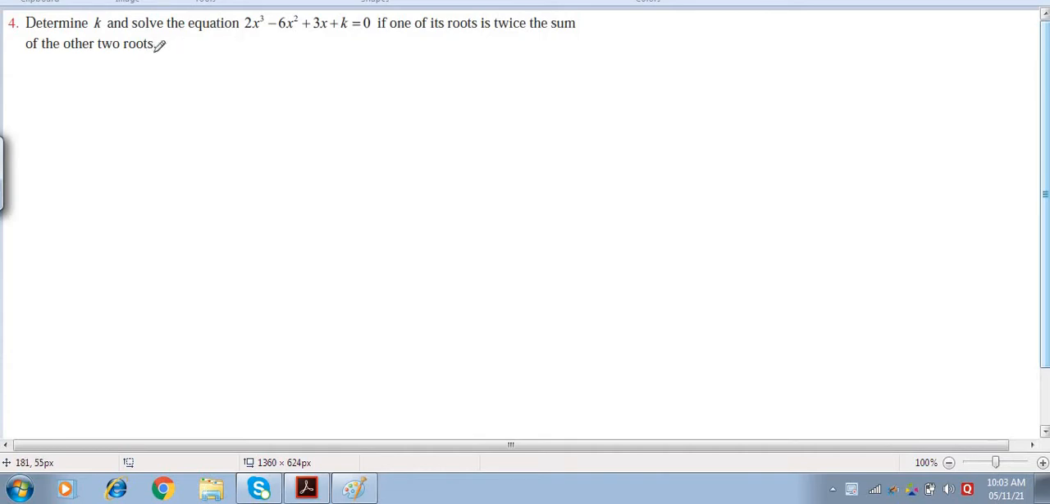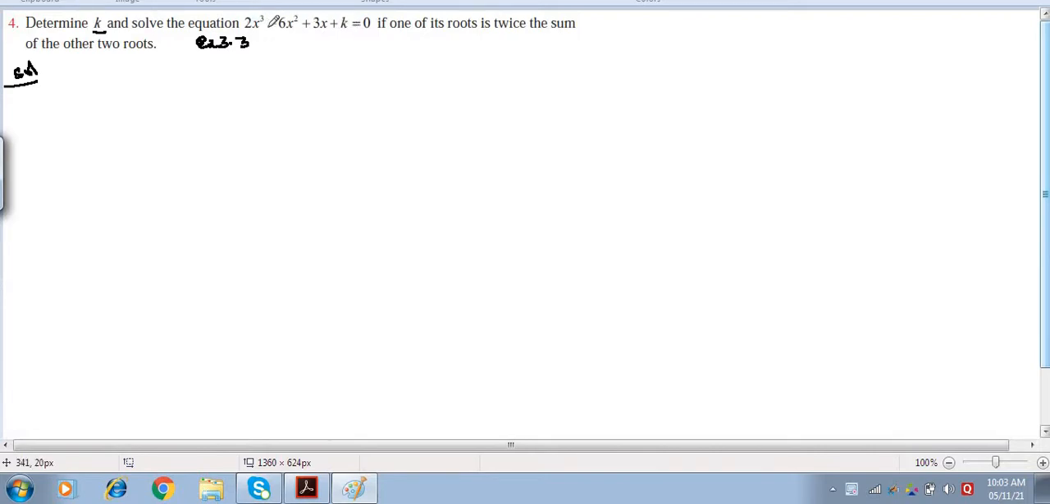Dear students, now you learn in exercise 3.3 question number 4. Question number 2 and 3 are reduced. Here in this sum, given that, determine k and solve the equation. A cubic equation is given. Here k is the constant.